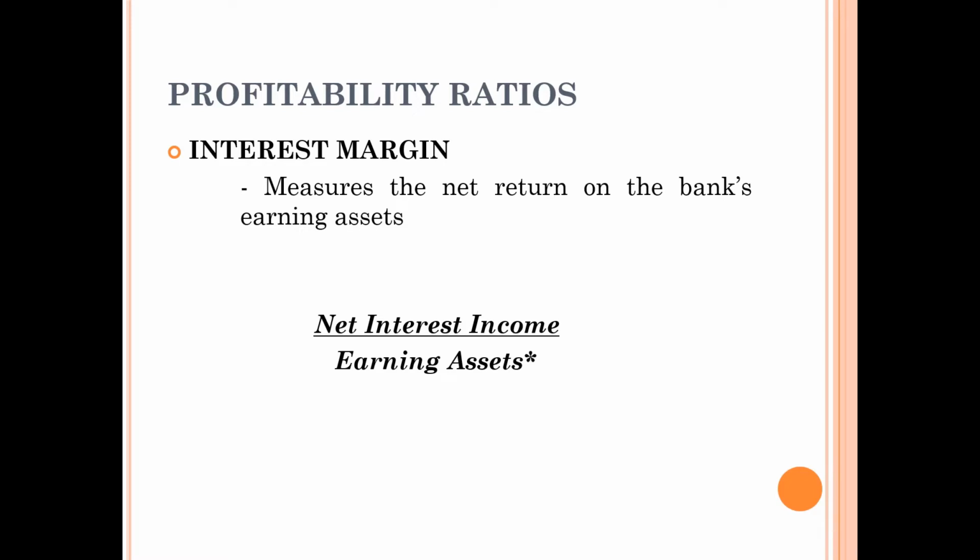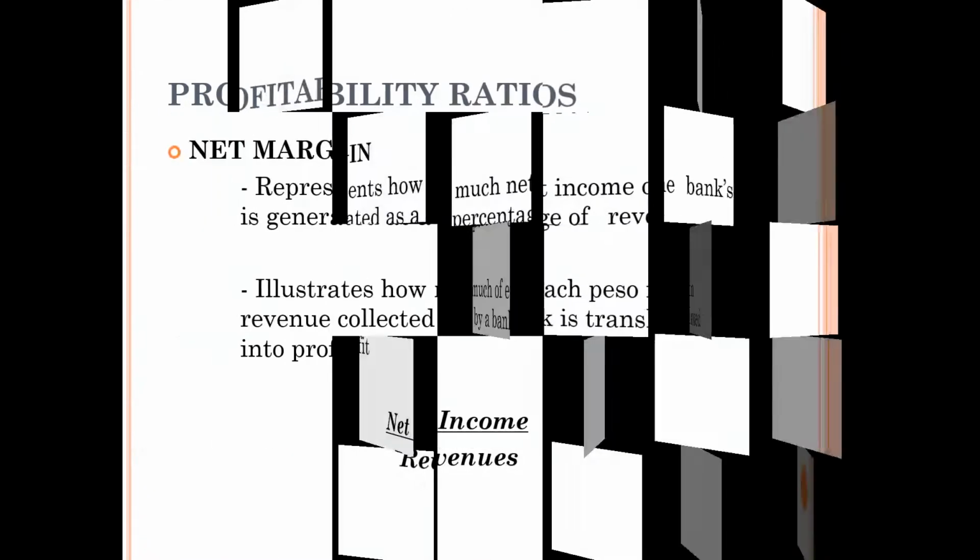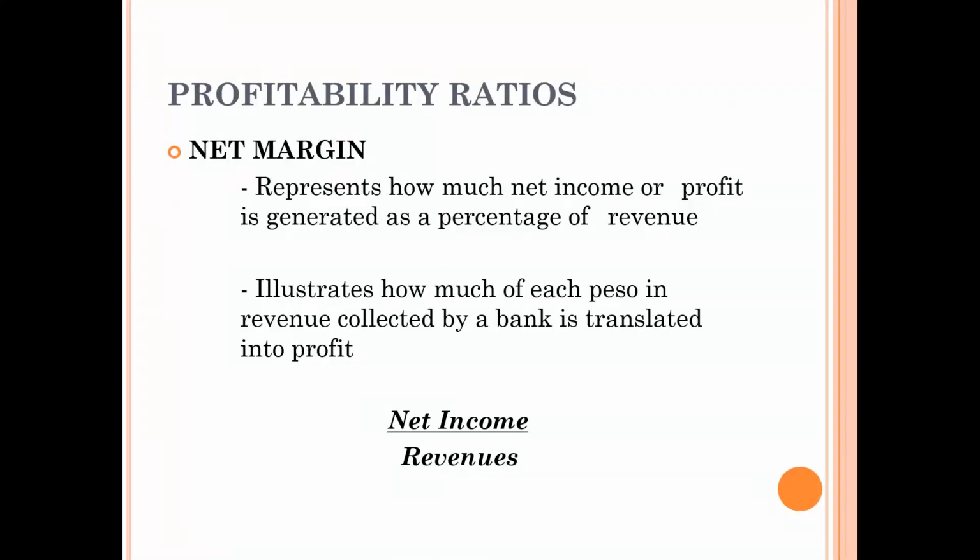We start with the profitability ratios. First, we have interest margin. It measures the net return on the bank's earning assets. The formula is net interest income over earning assets. Net margin represents how much net income or profit is generated as a percentage of revenue. It illustrates how much of each peso in revenue collected by a bank is translated into profit. Formula is net income over revenues.